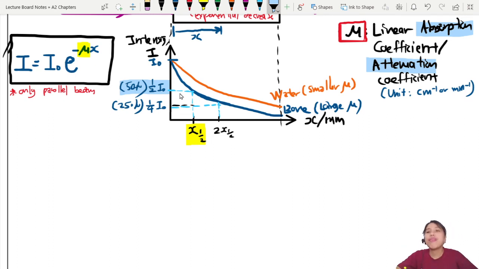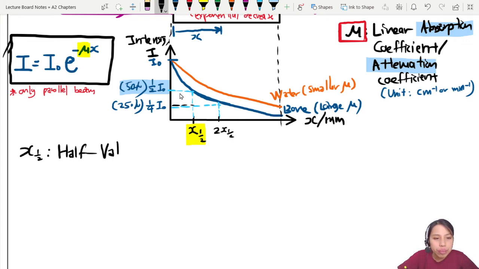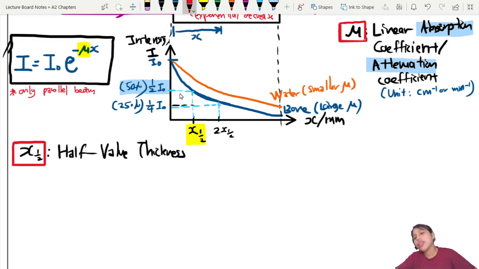There is a very fancy name for it. So I'm going to name it down here. The x half, which is the half value thickness. This is the other thing that they will also ask you once in a while to do in past years. How do you find the thickness, how far it goes? Is there an equation for it? Kind of, but we need to know how to derive it.